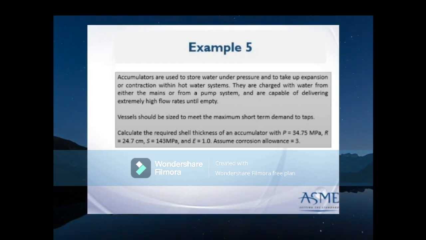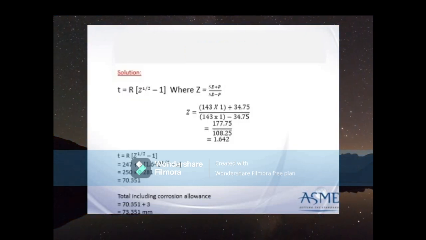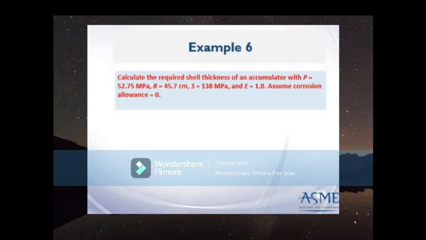Calculate the required cylindrical shell thickness of an accumulator with P equals 34.75 MPa, R equals 24.7 centimeters, S equals 143 MPa, and E equals 1.0. Assume corrosion allowance equals 3. Solution: thickness equals 70.351, plus corrosion 3 millimeters. So, the answer is 73.351.